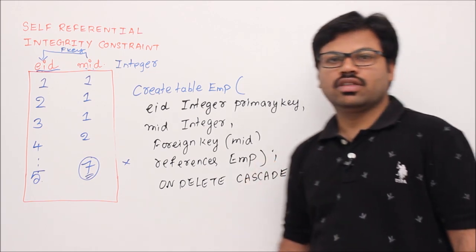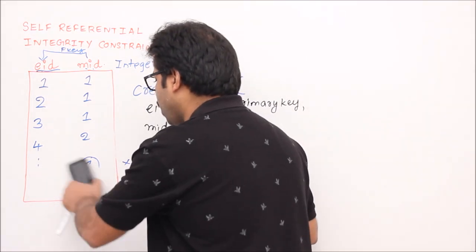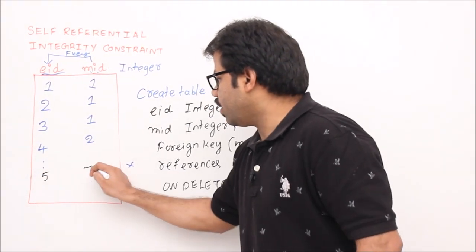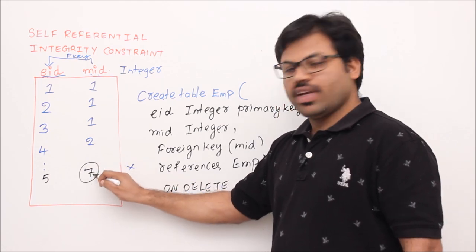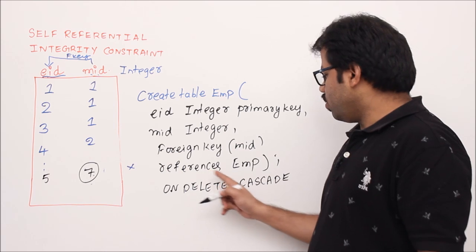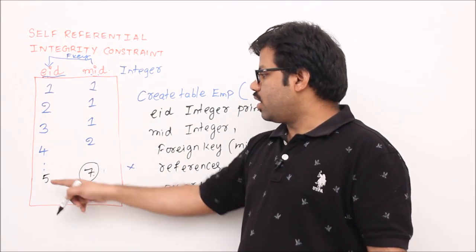If you do this, question number 1: is it meaningful data? 5, 7 will not be allowed. Whenever you write 5, 7, the DBMS immediately says: my dear user, you wrote 7 here, but 7 is a manager ID, which refers to the employee table's employee ID, and there is no employee ID 7.